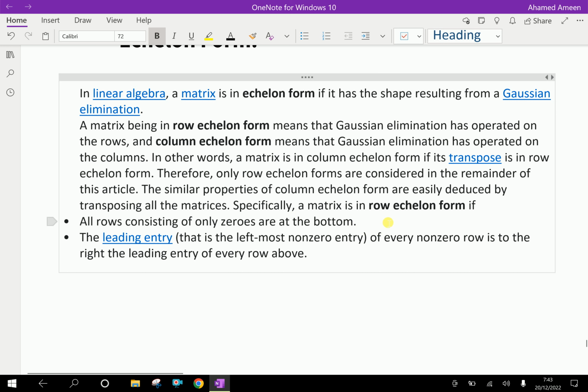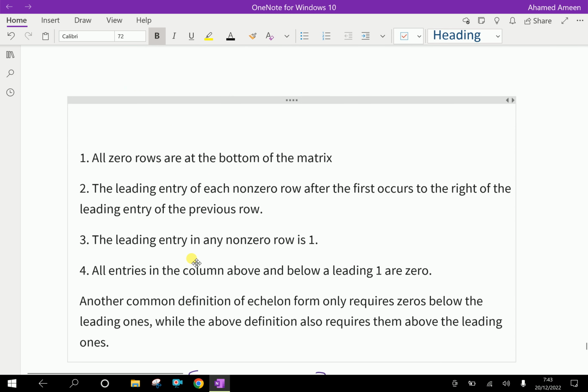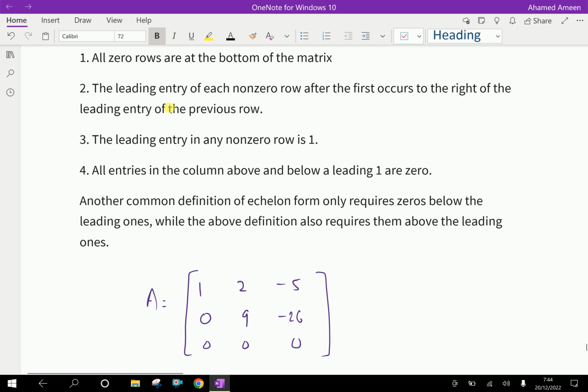Specifically, a matrix is in row echelon form if all rows consisting of only zeros are at the bottom. The leading entry, that is the leftmost non-zero entry of every non-zero row, is to the right of the leading entry of every row above. Now let us do pointwise. All zero rows are at the bottom of the matrix. The leading entry of each non-zero row after the first occurs to the right of the leading entry of the previous row.